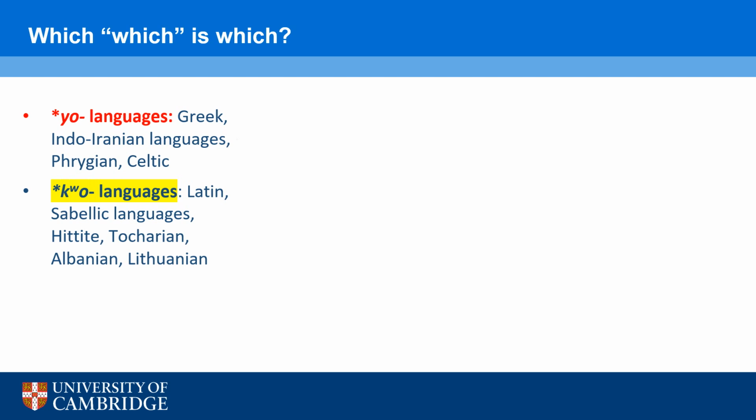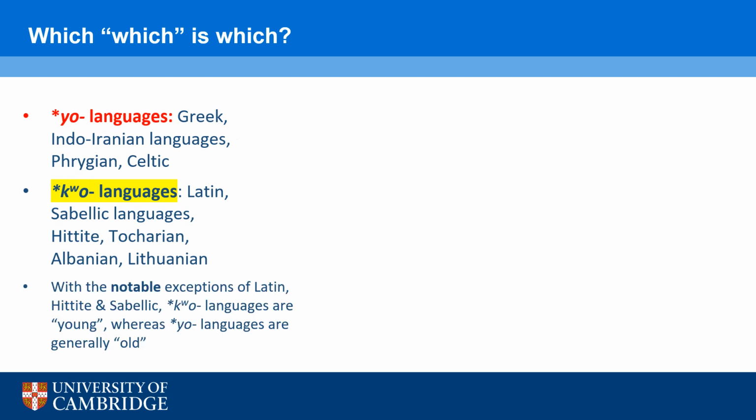A point that is often made is that the ya languages appear to be broadly archaic, whereas the qua languages tend to be newer, all appearing in the Common Era, except Latin, the Sabellic languages, and Hittite. For me, these exceptions are a little too notable for this observation to be valid. In fact, the last of these, Hittite, is actually the oldest attested Indo-European language.